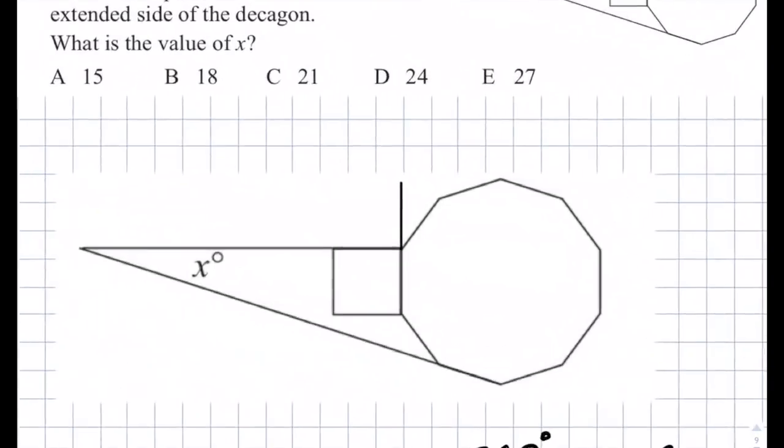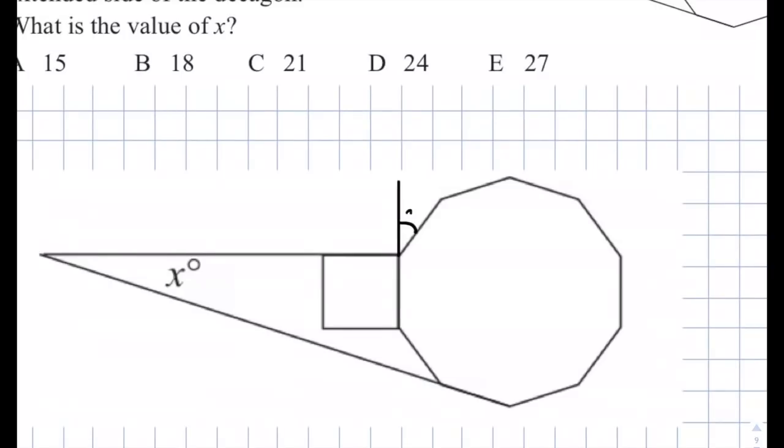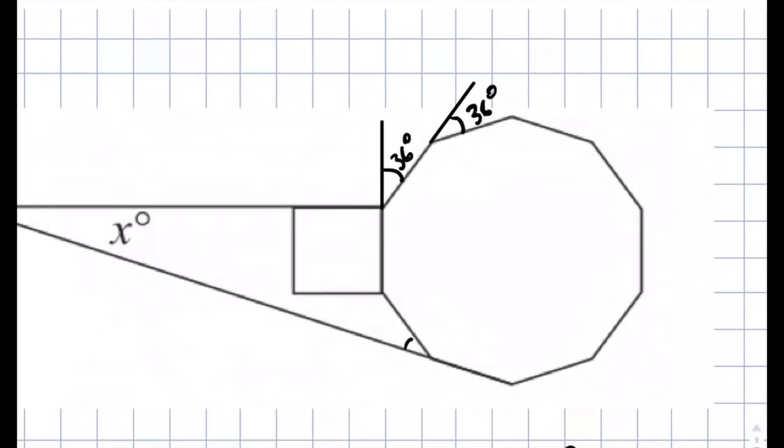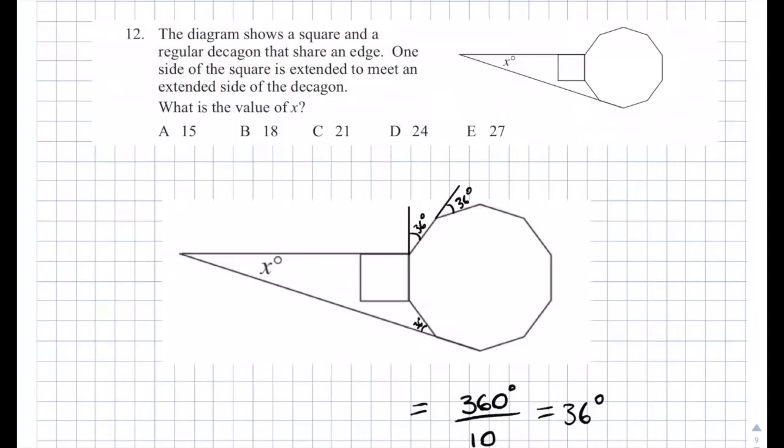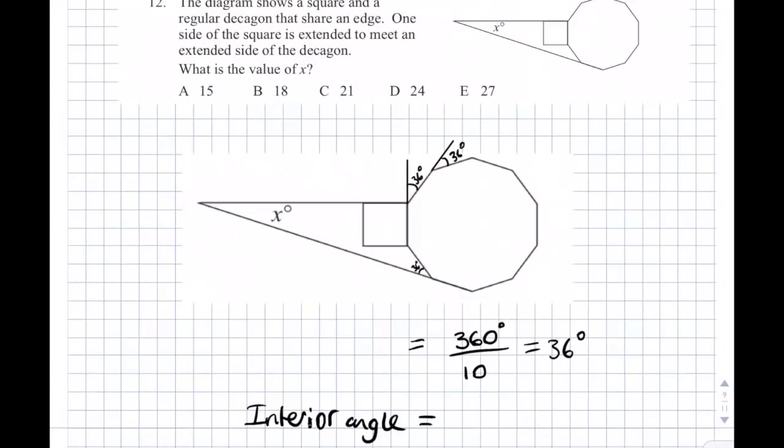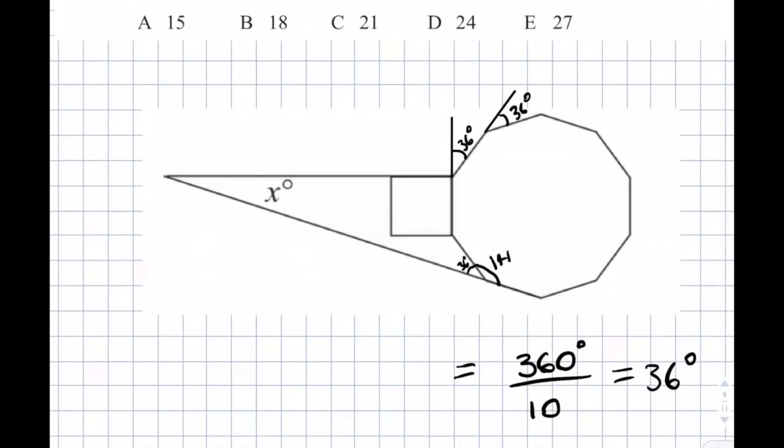So if I show you what this looks like on the diagram, this angle will be 36, that angle will be 36, and also this angle will be 36. So what that means is the interior angles must be 180 degrees minus the exterior angle, which equals 180 minus 36, which is 144 degrees. So that's 144 degrees, that's 144 degrees, and that's 144 degrees.